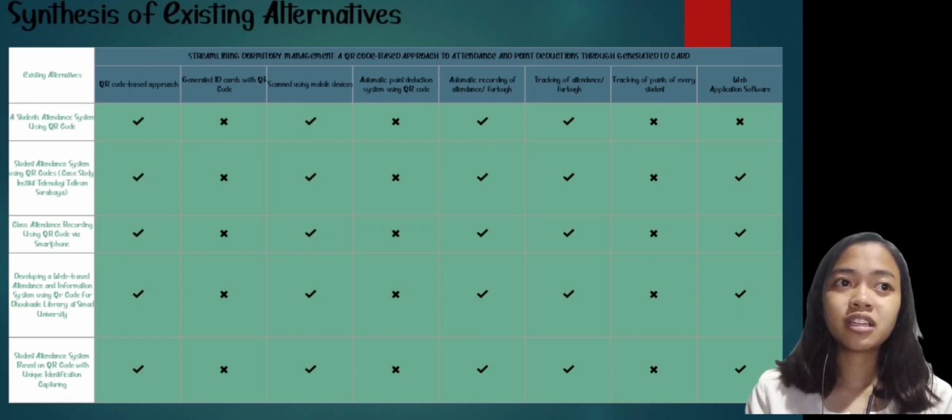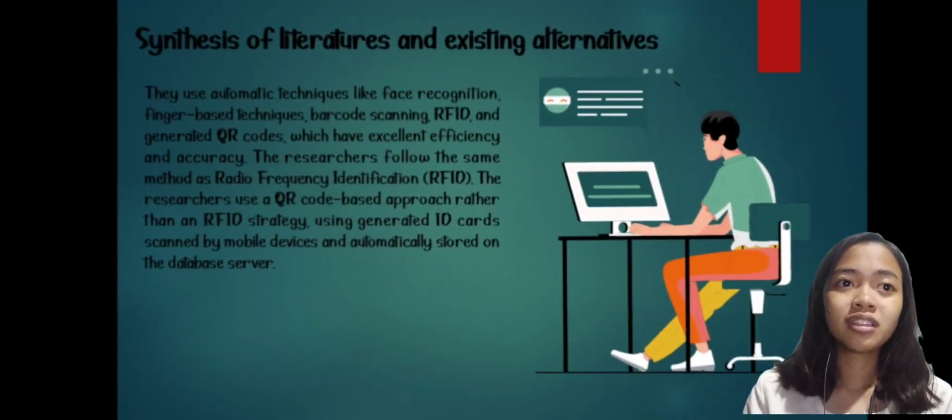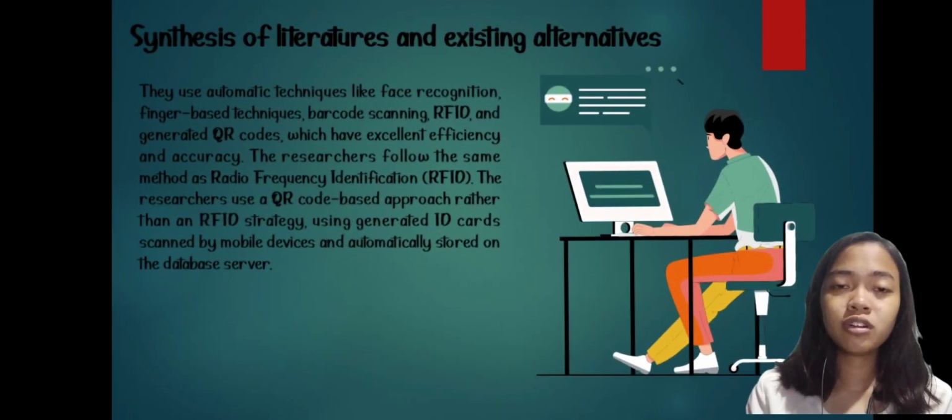First, we compared the gathered existing alternatives to our proposed system, and some features of our system are different from the existing alternatives. The similarities are that all used a QR code-based approach, can be scanned by mobile devices, have automatic recording and tracking of attendance and furlough, and use web application software. The difference of those to our system is the added feature, the generated ID cards for the students or the residents in the dorm, with a QR code that can automatically record and track the point deduction of the students.